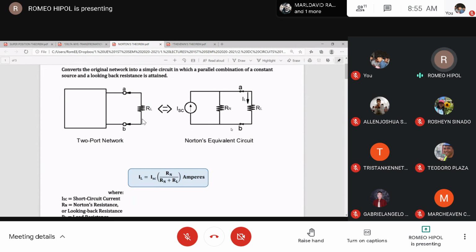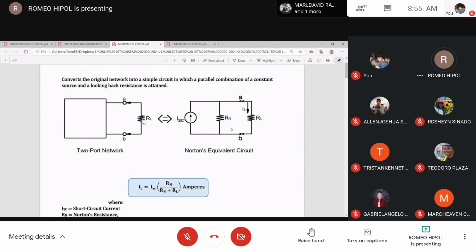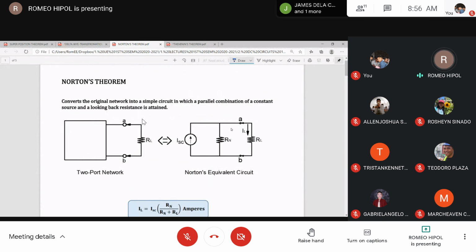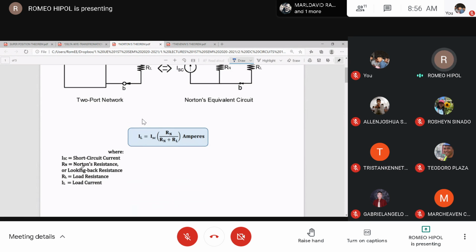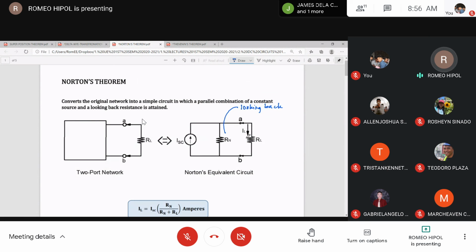and then we have the Norton's resistance, which is also known as or called as the looking back resistance. Same lang to. So, doon sila nagkapareho. Looking back resistance. And then, we have a parallel connected load resistance. Okay, for this type of circuit, we have the current source and two parallel resistances.